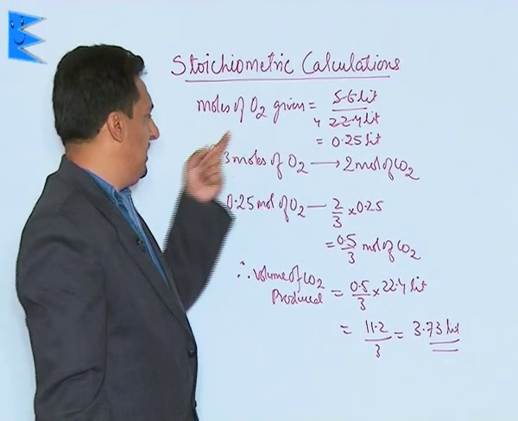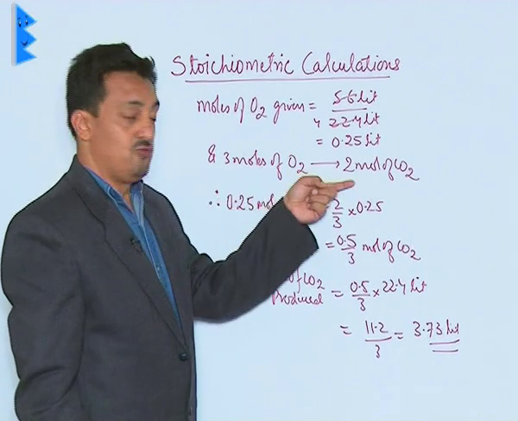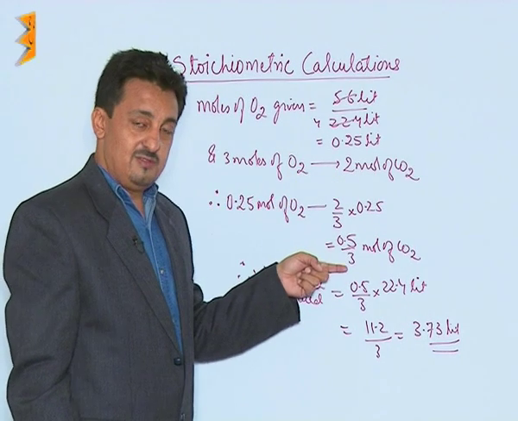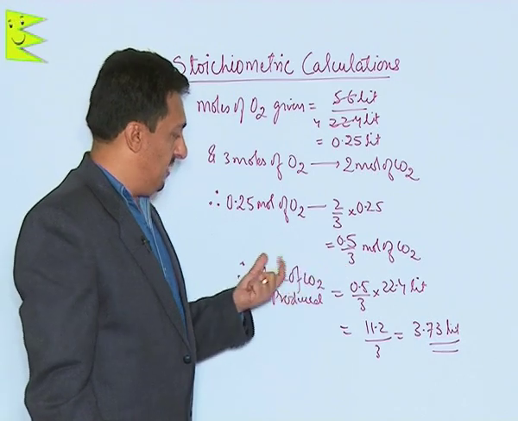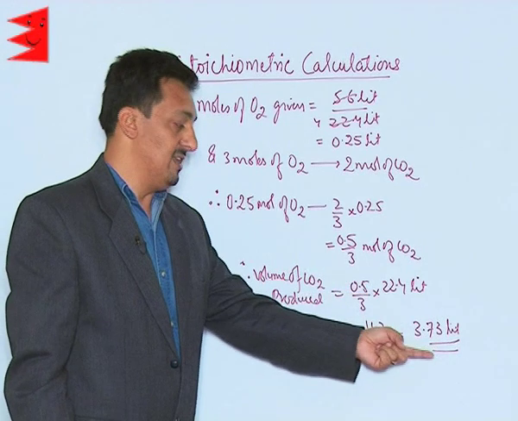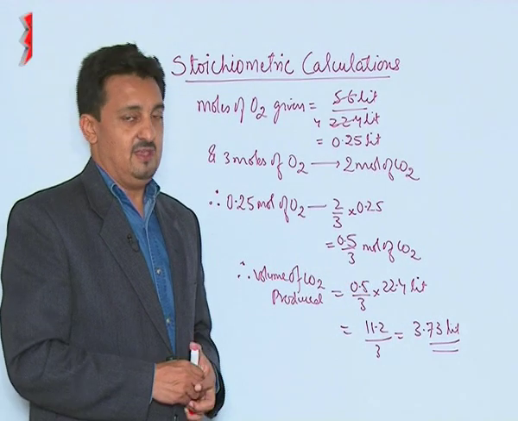So this is how we got to know the number of moles of the oxygen, which was 0.25. We knew 3 moles of oxygen gives you 2 moles of CO2, so 0.25 will give you 0.5 by 3 moles of this CO2. Now, once we know the moles of the CO2 produced, simply multiply it by 22.4 liters, and we get the net volume which will be obtained in the numerical.